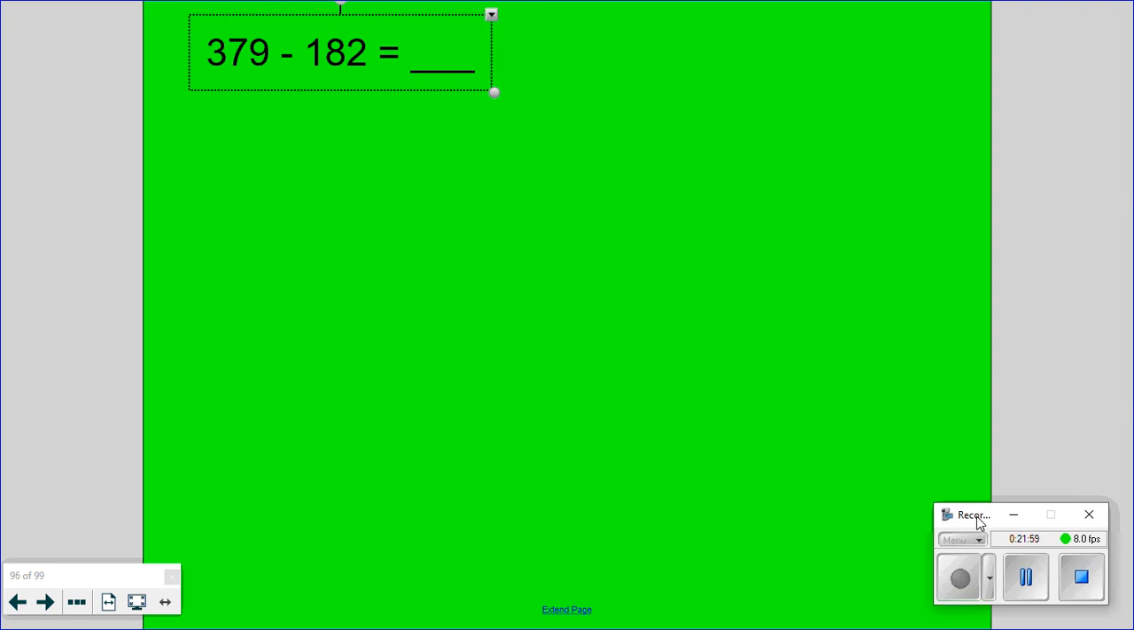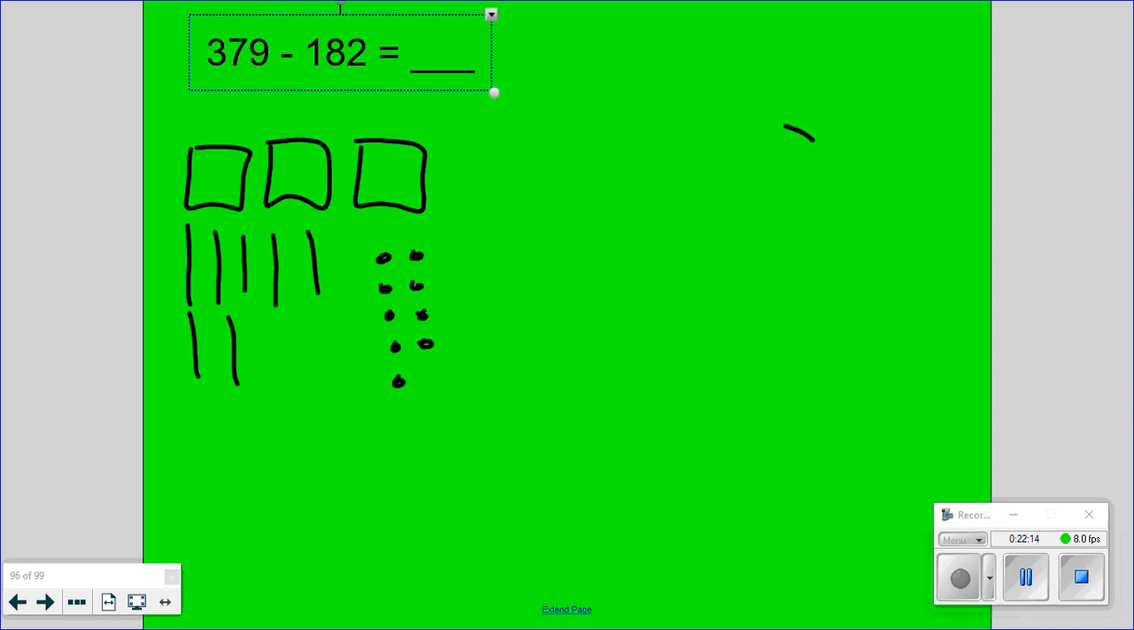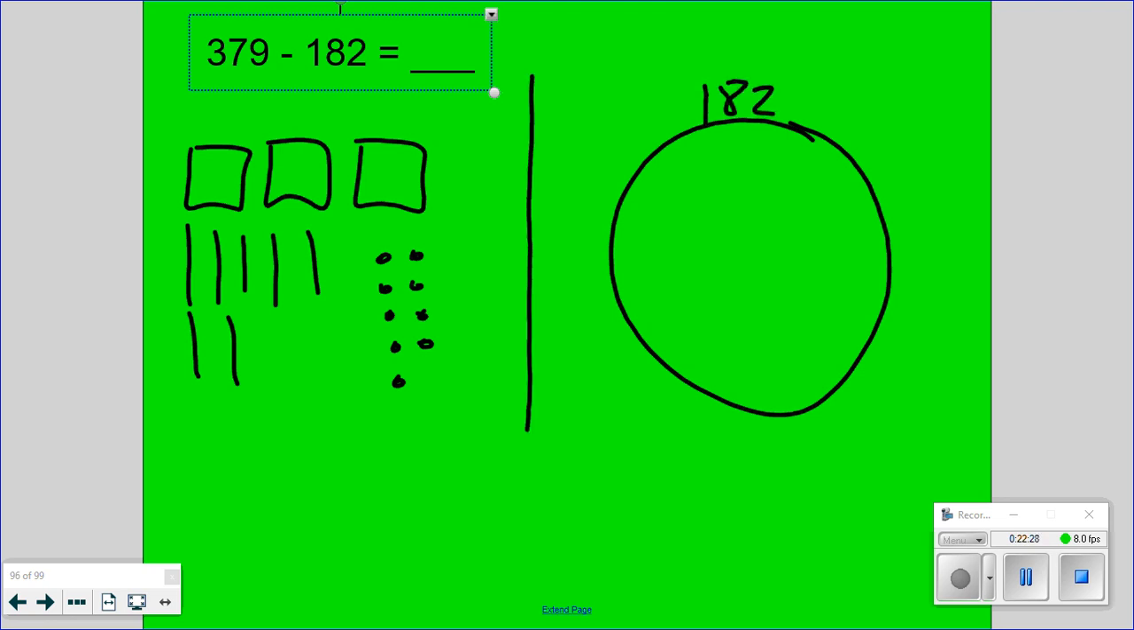$379 take away 182. Go ahead and start building 379 because you know we're going to need to start there. What's going in my black hole? Huxley? 182. What do I need to move over?